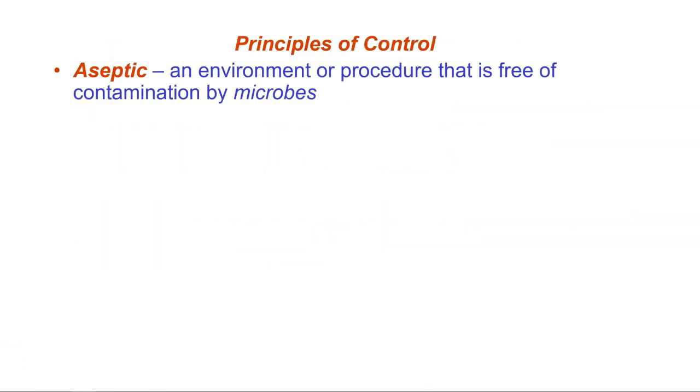When we look at principles of control, there are a lot of different terms that we deal with, which include things like aseptic. Aseptic is any environment or procedure that is free of contamination by microbes, which means that you may have a specific microbe there, but it's not being contaminated by other ones.